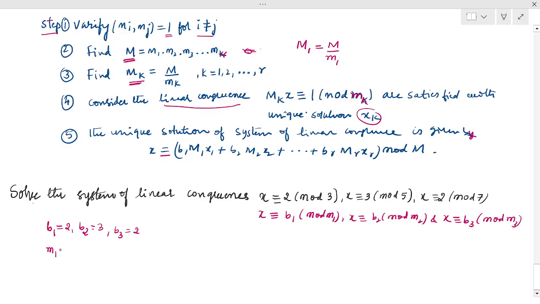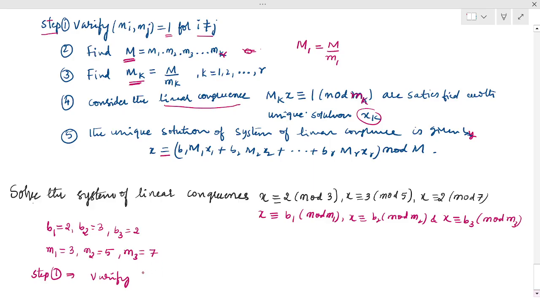Similarly, m1 value is 3, m2 value is 5 and m3 value is 7. Next, let us go step by step. What is step 1? In step 1, we are going to verify that the pairs of the mi's are relatively prime.